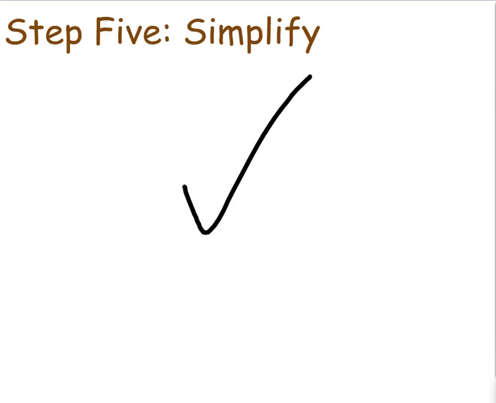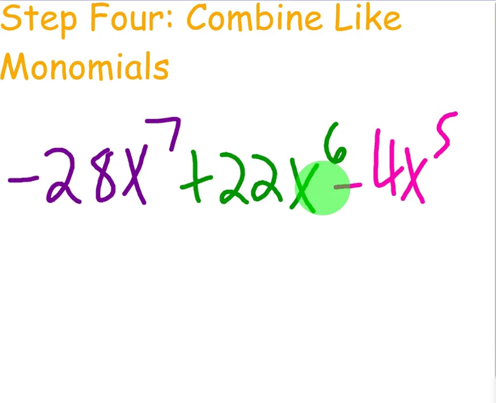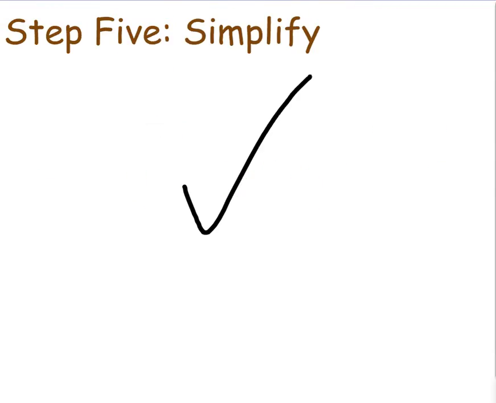Step 5, simplify, right? So if there's any, say we have exponent of 1, we can just remove the exponent. If there's a coefficient of 1, we can remove it. Anything times 0 is 0. All that kind of stuff we want to make sure we take care of in step 5. Next example.